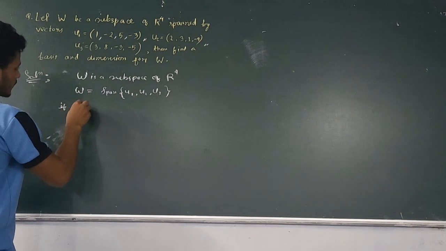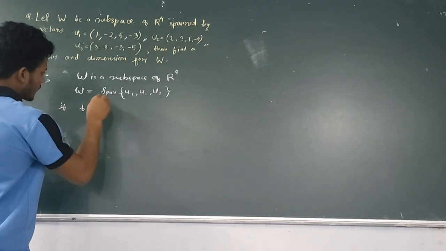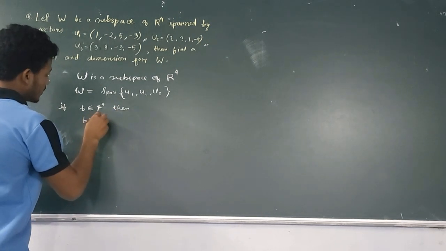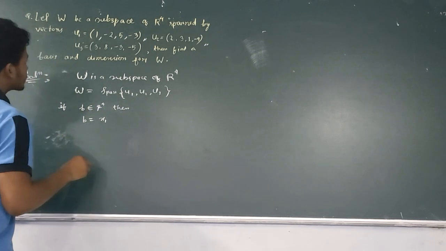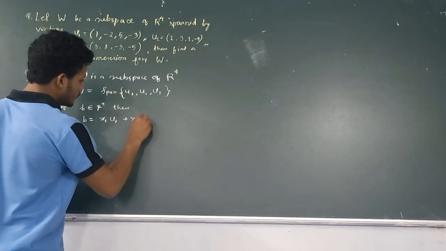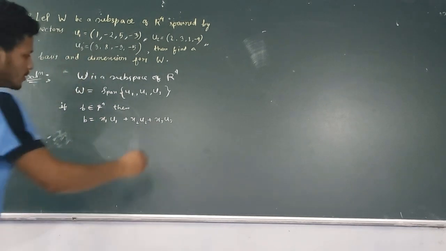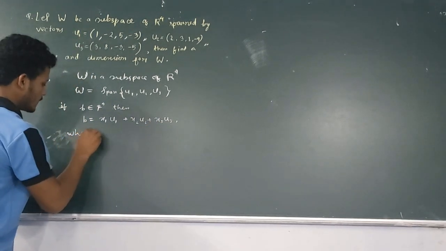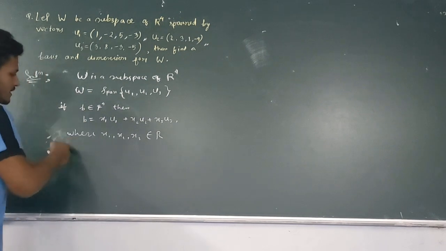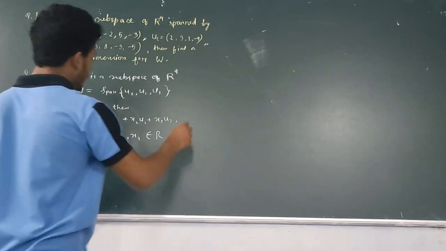If B belongs to R4, any vector, then B is equal to x1 u1 plus x2 u2 plus x3 u3, where x1, x2, x3 belong to R. You can write this or you may not write this also. So start here with the augmented matrix.